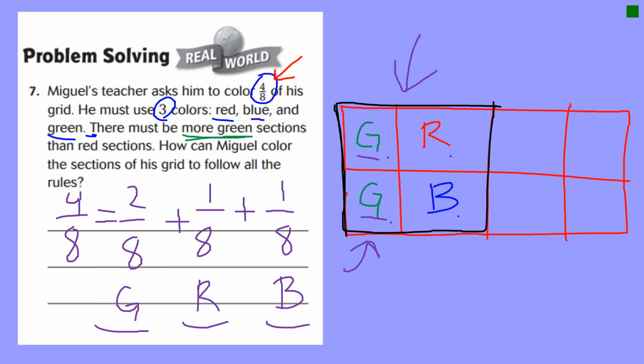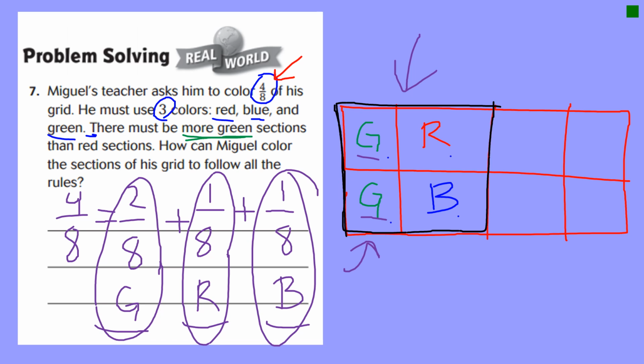So be sure that in your answer, you tell exactly what fraction goes with what color. Okay? All right. Beautiful. This is awesome, isn't it, guys?